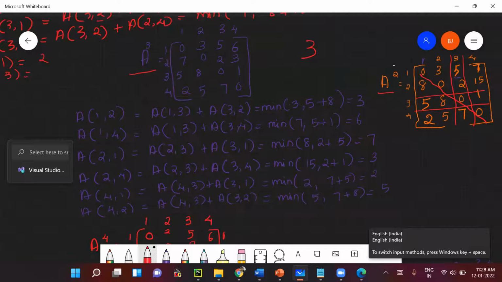So what is the difference here? Now 1,2, how will we calculate the shortest path? From 1 to 3, here 3 is the intermediate vertex. So 1 to 3 and 3 to 2. Similarly, from 1 to 4, you are constructing it as 1 to 3 plus 3 to 4. So all these, you are using intermediate vertex as 3.